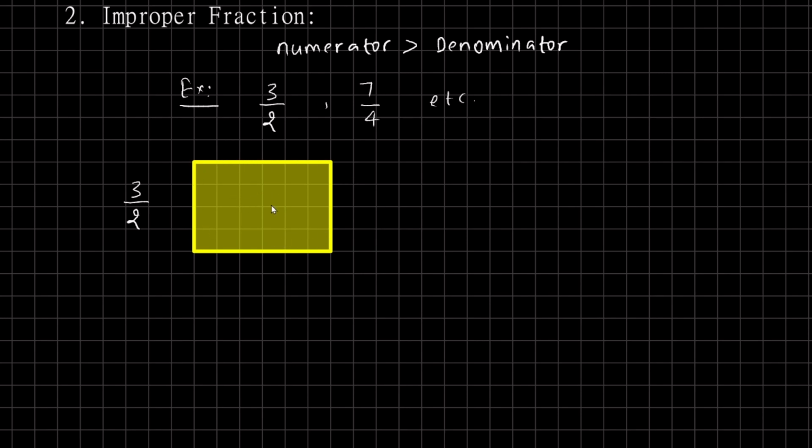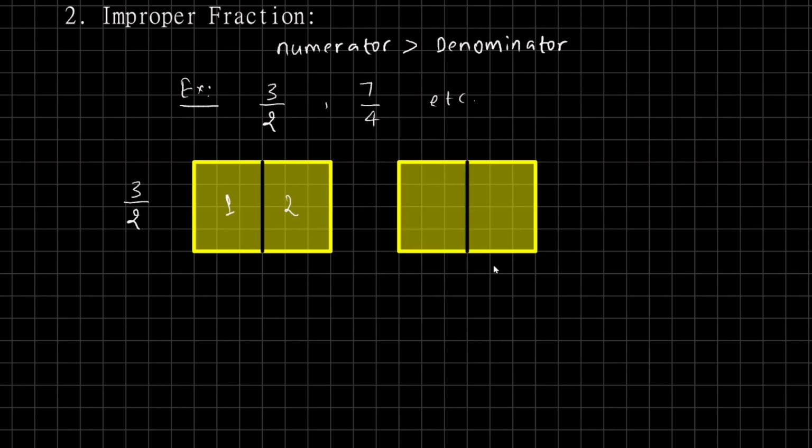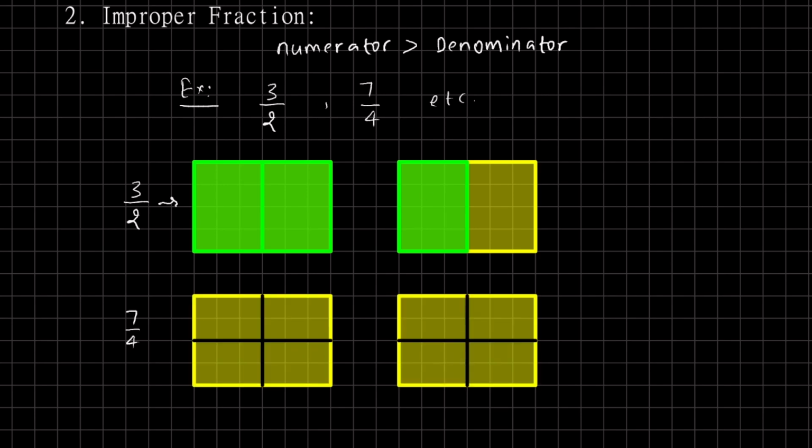Now we divide this object into as many parts as the denominator of our fraction. Here denominator is 2, so we divide this object into 2 equal parts. Now we count as many parts as numerator. So we have 1, 2, but numerator is 3. We need more parts. So what will we do? We take another object. Now we count the remaining number of parts needed. So this is the third part. So these green parts are representing the number 3 over 2.